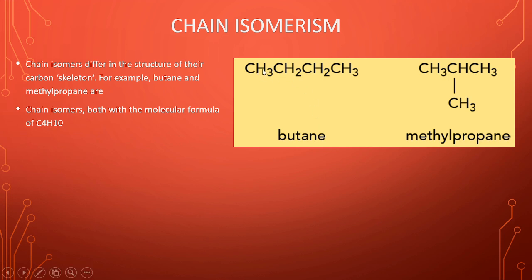Chain isomerism. This is a straight chain. This is a chain formation, butane or methylpropane. So this type of isomerism is known as chain isomerism.